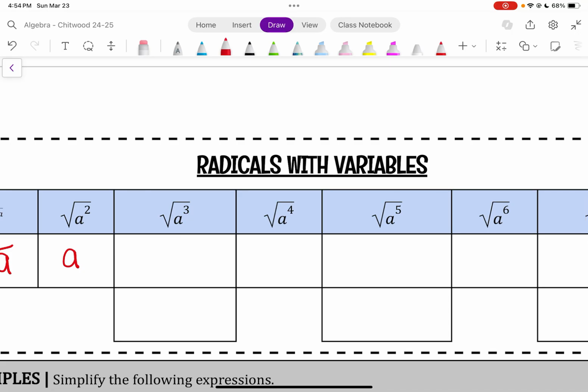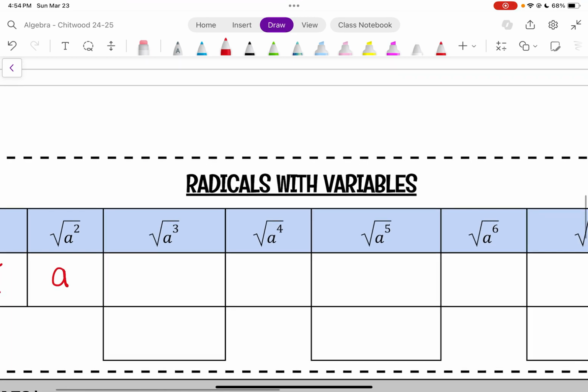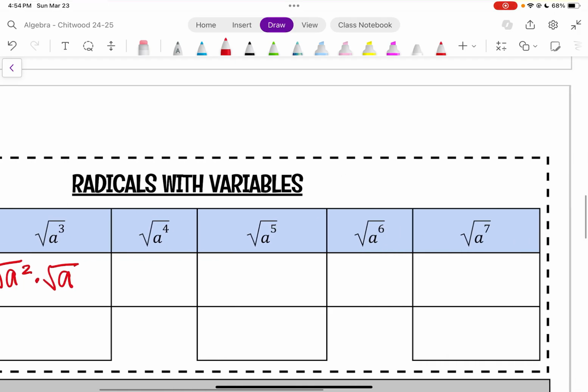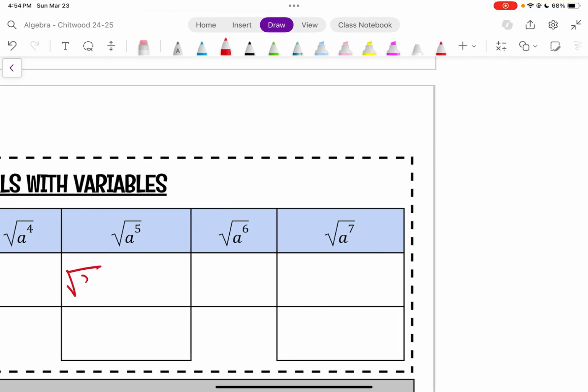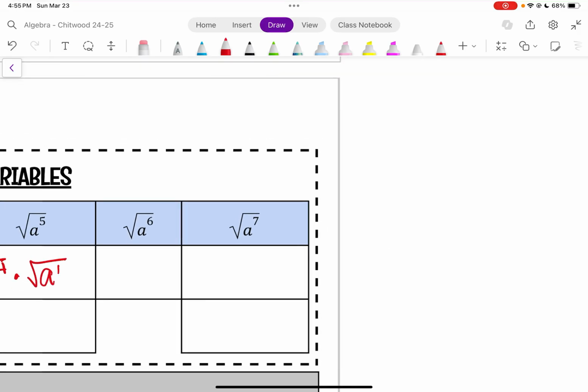The square root of a cubed, I can break this up the same way we break up our numbers, into a perfect square and a non-perfect square. We want to break up our radicals with variables with an even amount and a non-even amount. That means I could have square root of a squared times square root of a, and that's what gives me a cubed. Same thing with a to the 5th: square root of a to the power of 4 times square root of a to the power of 1. For a to the 7th, same thing, you're breaking it up: a to the 6th times a to the 1st.